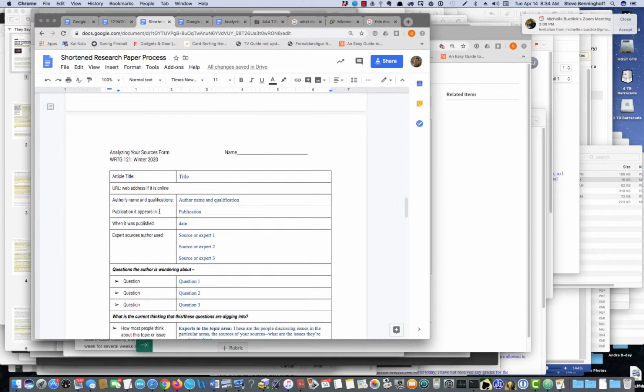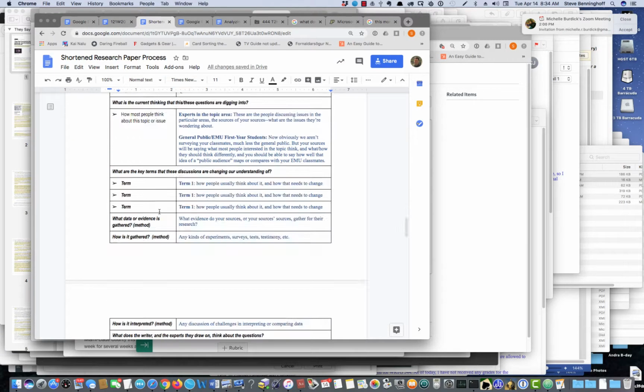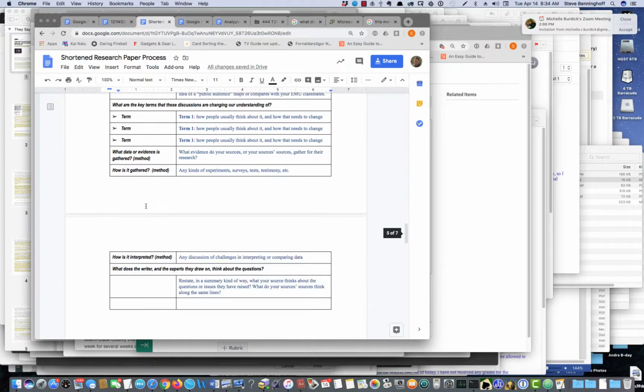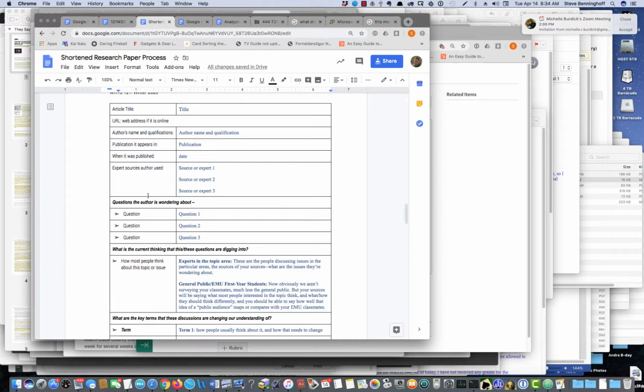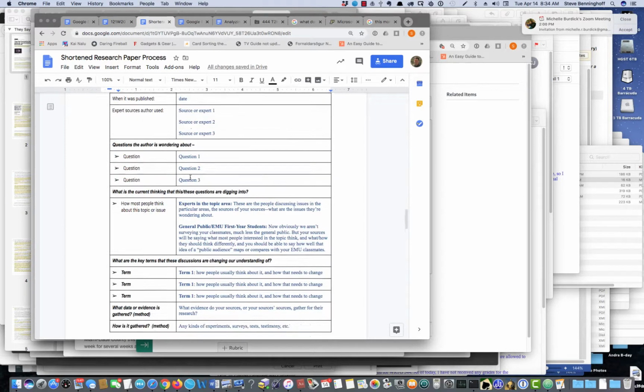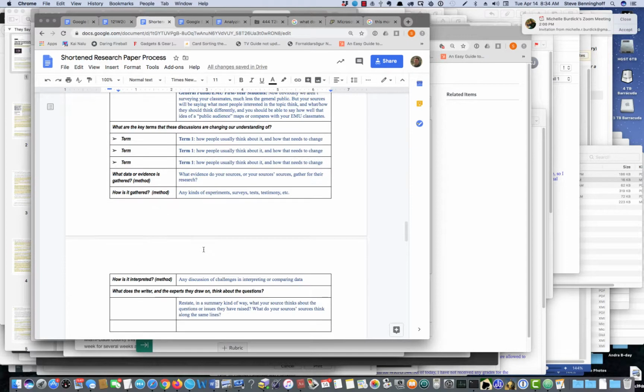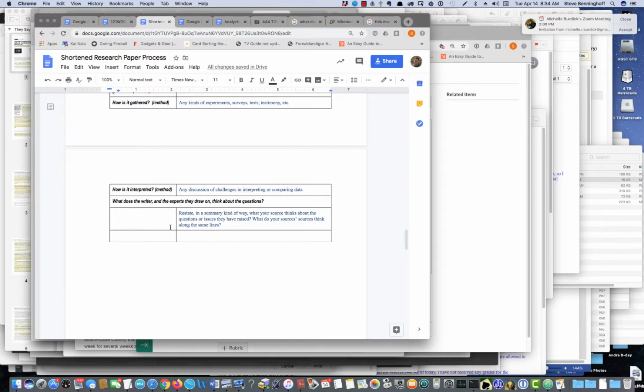And here's what the forms look like. You'll just go through the articles that you have for your project and fill in these bits, and from that you'll be able to then take it and very easily, hopefully, write the sections for each part of your paper as you go through.